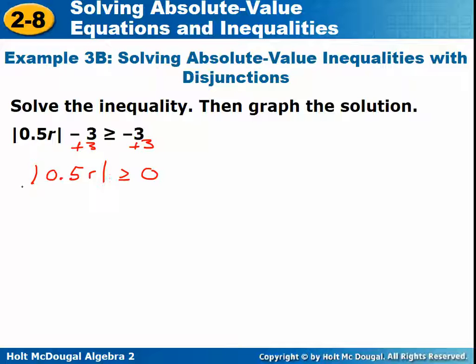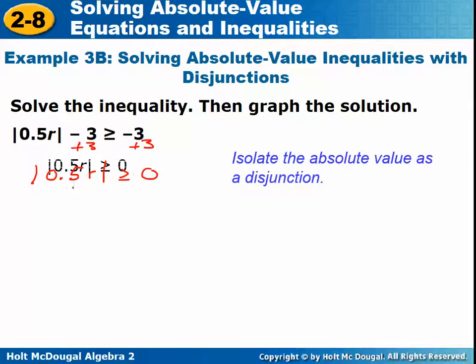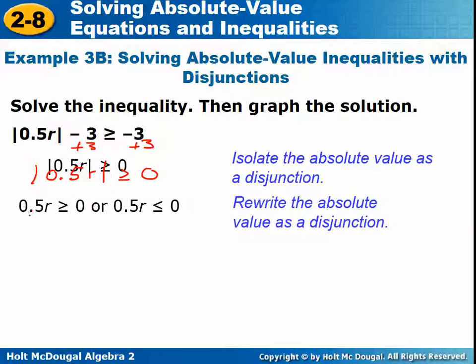So let's say you didn't notice that, you forgot to stop and think, and we are going to go ahead and write it in its two different ways. Well, one way is you just drop the absolute value signs, and you would write 0.5r is greater than or equal to 0. The other way is that you reverse this and you take the opposite of that right side. Well, the opposite of 0 is still 0. So we have 0.5r is greater than or equal to 0, or 0.5r is less than or equal to 0.